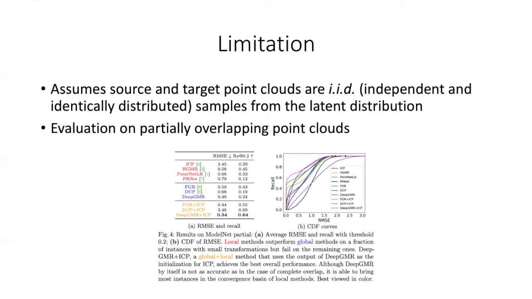Despite being accurate and efficient, DeepGMR is not without limitations. An implicit assumption made in the formulation of DeepGMR is that the source and target point clouds are IID samples from the same underlying distribution, which may not hold for point cloud pairs with partial overlap. While it is possible to lift that assumption, we leave the investigation for future work. Please refer to the supplementary material for an evaluation on the registration of partially overlapping point clouds and a more in-depth discussion.